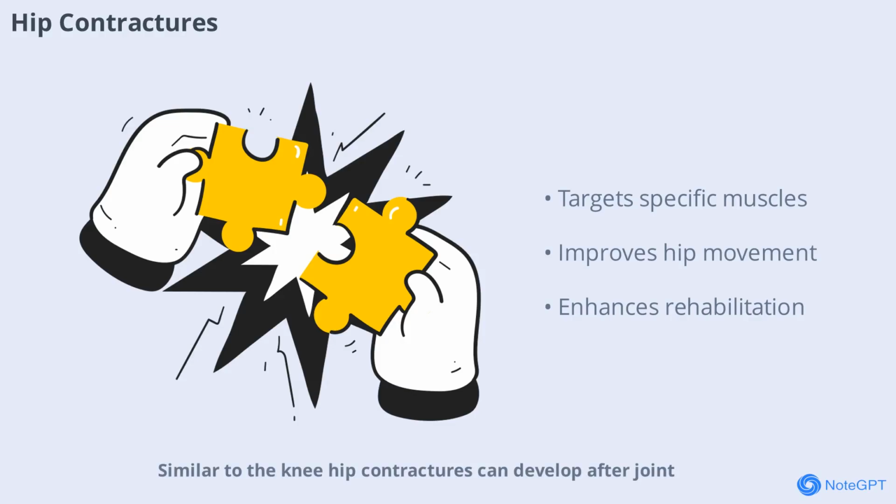Similar to the knee, hip contractures can develop after joint replacement or due to chronic conditions. Targeted BONT injections into muscles like the adductors, tensor fasciae latae, and rectus femoris have been shown to increase hip mobility and improve gait. When combined with rehabilitation, patients often experience significant functional gains, making BONT a valuable adjunct in managing complex contractures.